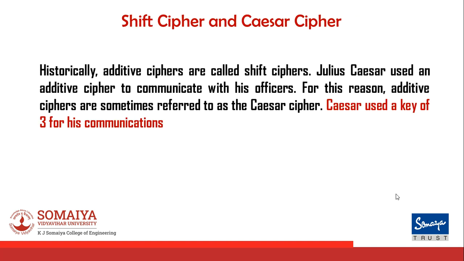The shift cipher is also known as the Caesar cipher. Historically, additive ciphers are called shift ciphers. Julius Caesar used an additive cipher to communicate with his officers. For this reason, additive ciphers are sometimes referred to as the Caesar cipher. Caesar used a key of 3 for his communication. So the shift in the Caesar cipher is always 3. Whenever it is the Caesar cipher, the operation is plus 3 for encryption and minus 3 for decryption.